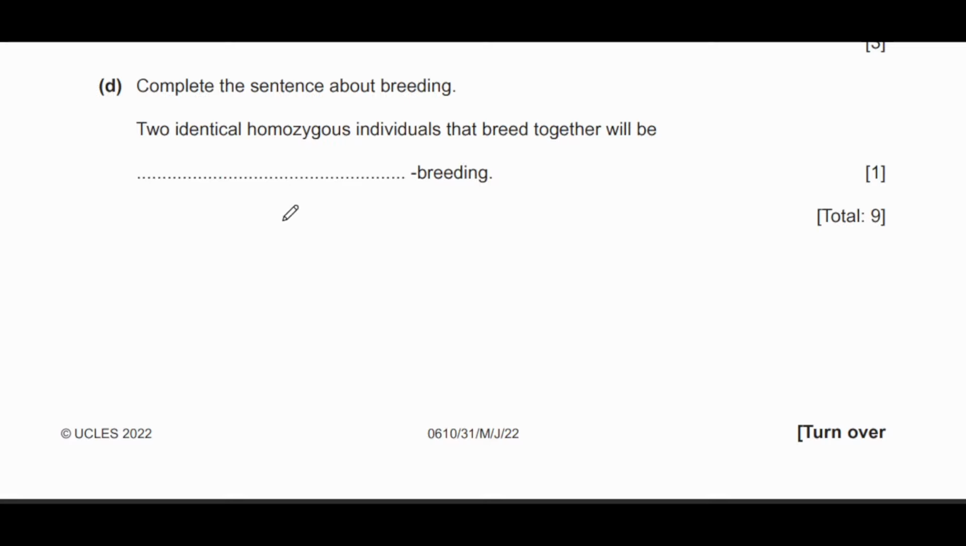Complete the sentence about breeding. 2 identical homozygous individuals that breed together will be what breeding? The answer is pure breeding. Okay?